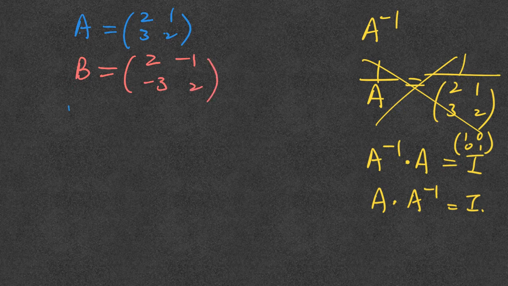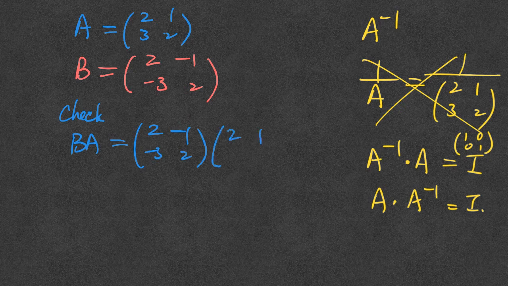And now we are going to check for the following. So it would be AB or BA maybe. Okay, so let's check for BA. BA will be equal to 2, minus 1, minus 3, 2, and then 2, 1, 3, 2. Now you have to apply the multiplication rule of matrix. 2, minus 1 multiplied to 2, 3, as well as 2, minus 1 multiplied to 1, 2, followed by minus 3, 2 multiplied to 2, 3, followed by minus 3, 2 multiplied to 1, 2. And now you can pause the video for half a minute and try to get the answer.